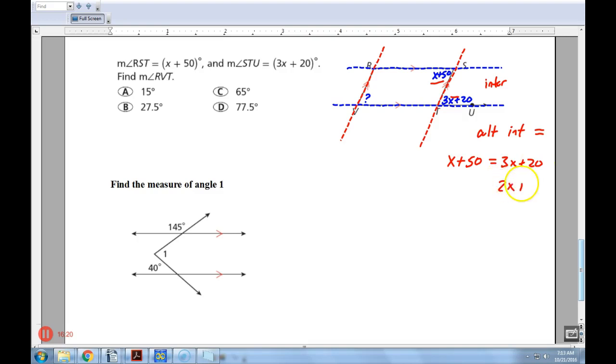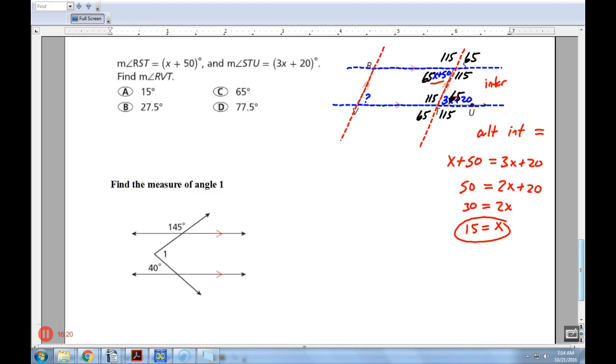I'm going to subtract x from both sides, and then I'm going to subtract 20 from both sides. And I use the division property to divide by 2. And I will get x equals 15. So when I plug x equals 15 in there, 15 plus 50, that would make this angle up here 65. And that would make this angle 65 because they're vertical angles. Play the linear pair, I have 115 and 115. If I plug 15 into this bottom one, I also get 65, 65, and 115 and 115.